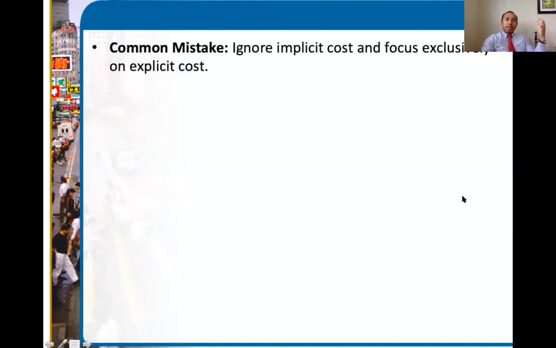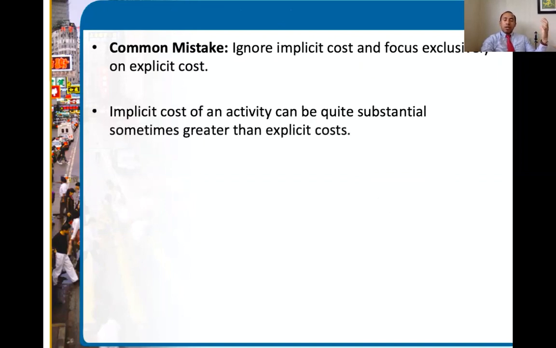So the common mistake often is for people to ignore implicit costs and focus explicitly on direct costs. The substantial burden of implicit costs of any activity could be significantly greater. We're going to notice that a lot with today's situation affecting the local economy, the state economy, the world economy, and the nation as a whole. Implicit costs or foregone benefits are going to be quite substantial.